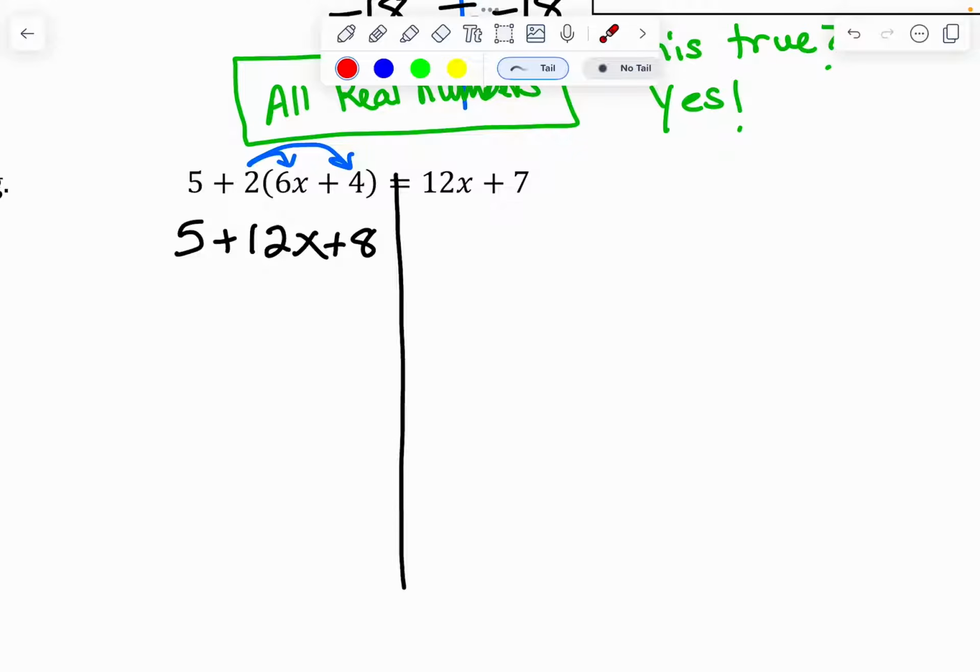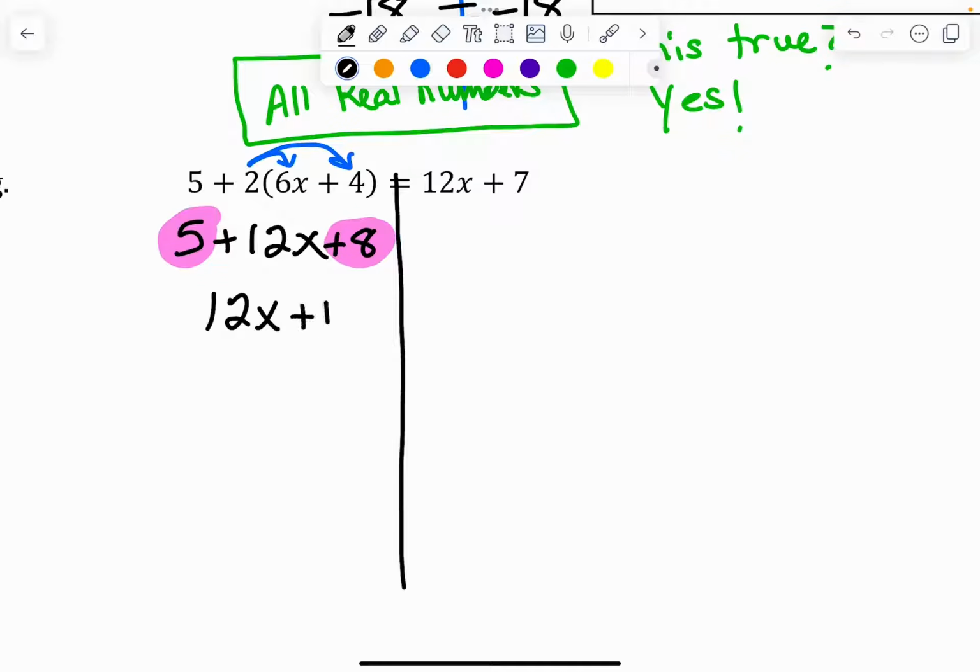Then we're going to look for like terms. We do have like terms here. 5 and 8 are like terms. So we end up with 12x plus 13 equals 12x plus 7. Now we need to get all the x's together. So we're going to subtract 12x from both sides.